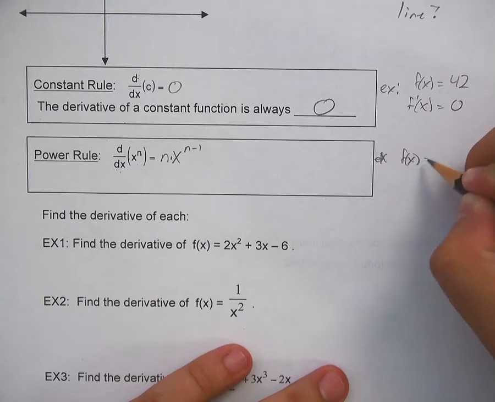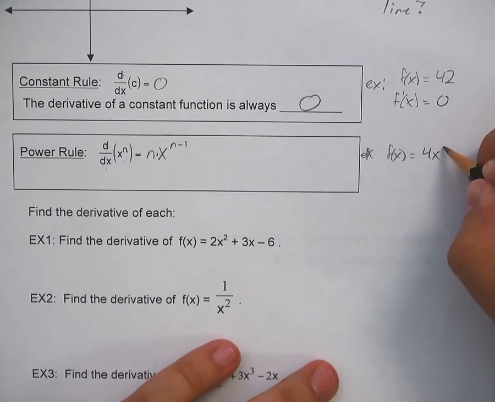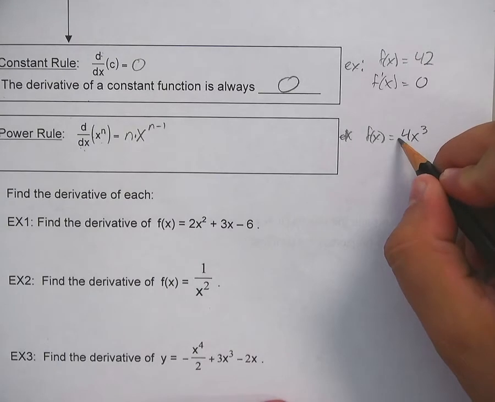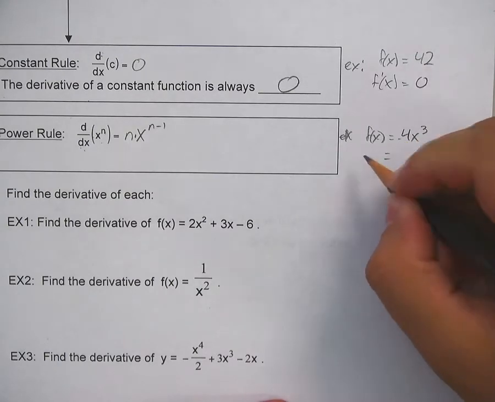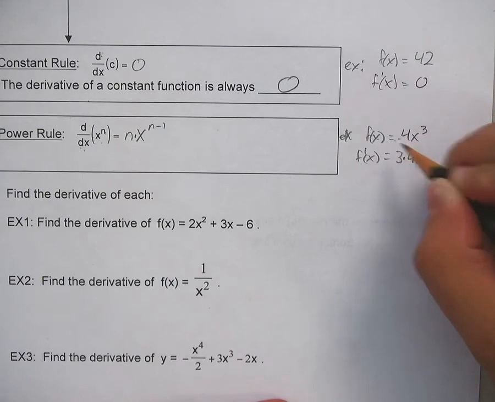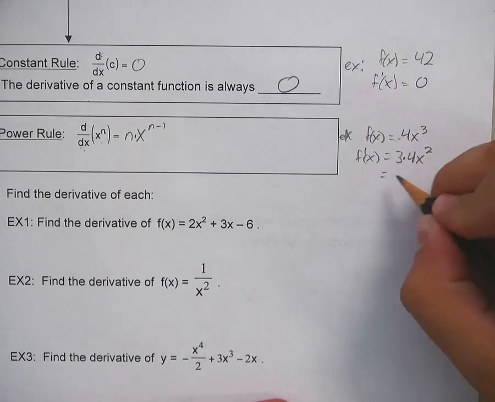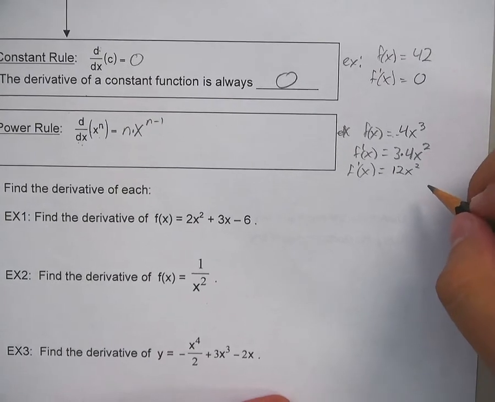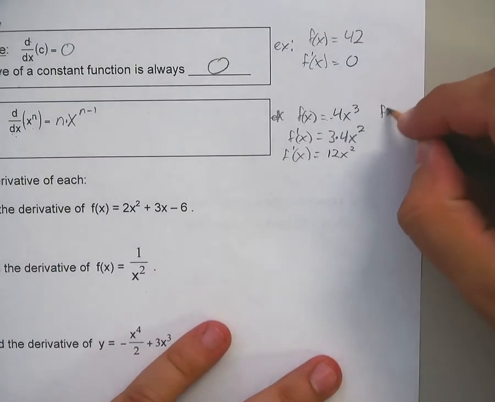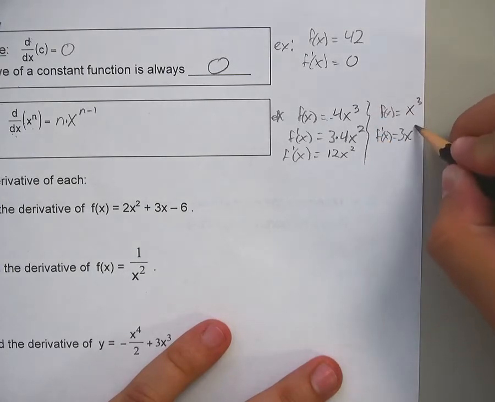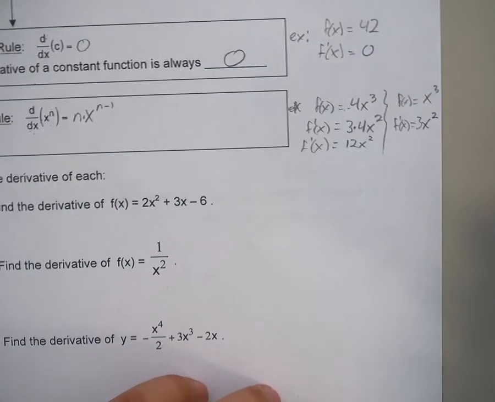Okay, an example of that, let's say you've got f of x is 4x to the third power. I drop my exponent and multiply it to what's existing. So f prime of x is 3 times 4x. I drop that 3 down and take 1 away from my exponent: 12x squared. If that 4 wasn't there, let me give you another one. Let's say that f of x, very simple, is x cubed. Then f prime of x, I'm going to drop my power, 3x, and take 1 away from my exponent: 3x squared.